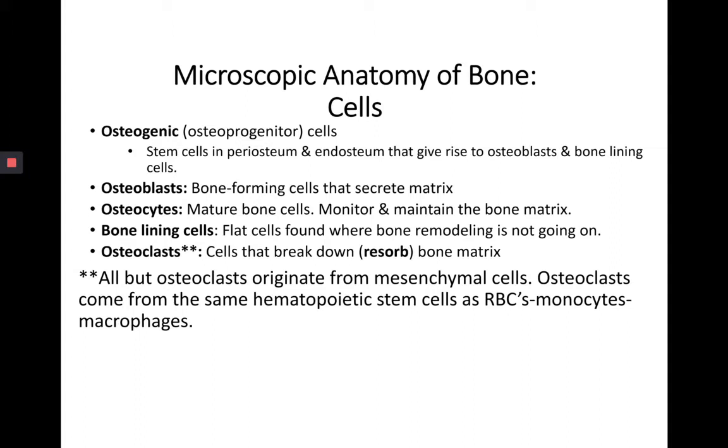Other than that, scientists aren't sure exactly about their function, but what's really important are the osteoclast cells. Now, the osteoclast cells do not originate from mesenchymal cells, whereas the osteoblasts, the cytes, the bone lining cells, even the osteogenic cells, they originate from mesenchymal cells. The osteoclasts actually come from the same hematopoietic stem cells as red blood cells, monocytes, macrophages, basically as the blood cell, so it's in relation to that. The important part to focus on though is the function of osteoclasts. It's because they break down bone, and the breakdown of bone via osteoclasts is called bone resorption.